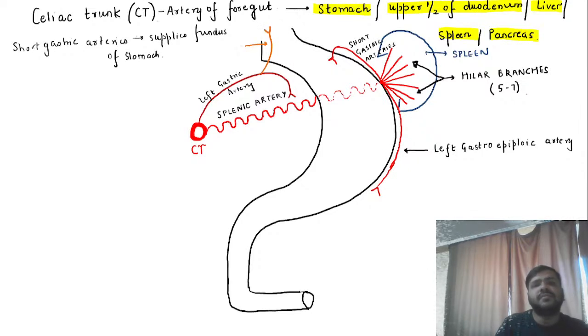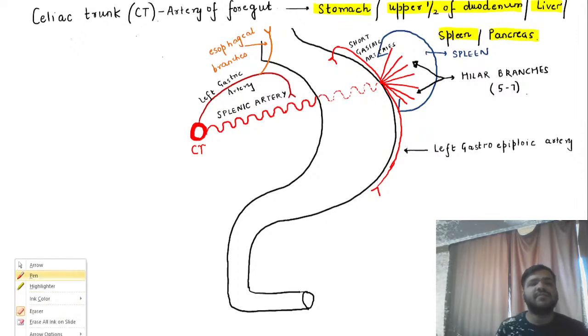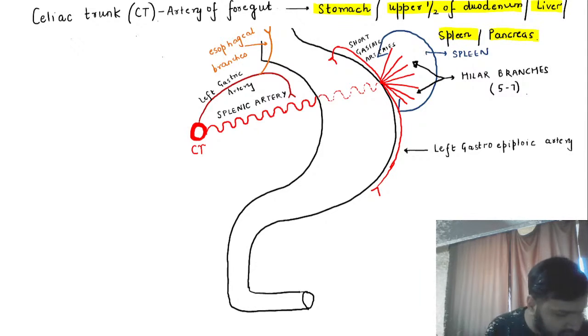Esophageal branches. I am erasing the short gastric point because I don't like my diagram to go messy, but I hope you have written it. So just mention that we have a left gastric artery which is coming directly from the celiac trunk, and it is giving one branch above, supplying the lower part of the esophagus, that is the lower esophageal branches.